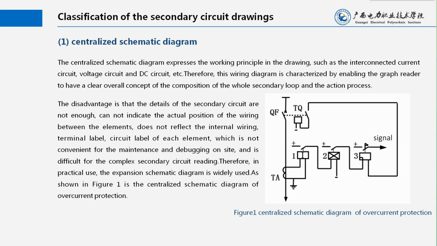The disadvantage is that the details of the secondary circuit are not enough. It cannot indicate the actual position of the wiring between the elements, and does not reflect the internal wiring, terminal label, and circuit label of each element, which is not convenient for maintenance and debugging on site, and is difficult for reading complex secondary circuits. Therefore, in practical use, the expansion schematic diagram is widely used. Figure 1 shows the centralized schematic diagram of overcurrent protection.